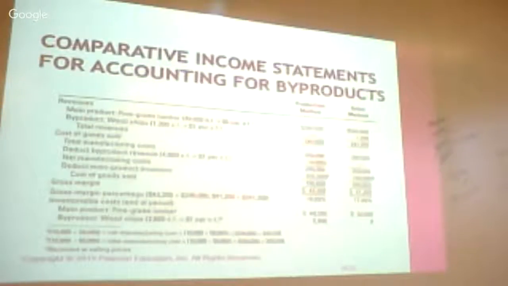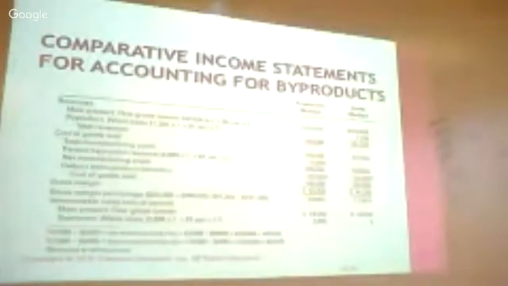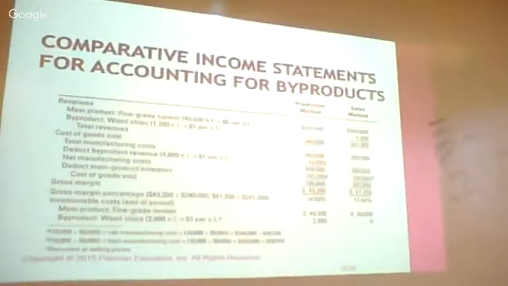How did I get the 49,200? How much do we have left over? We have 10,000. We sold 40,000. We had a total of 50,000. So we took the 10,000 that's left over, divided by 50,000, and multiplied by net manufacturing costs.